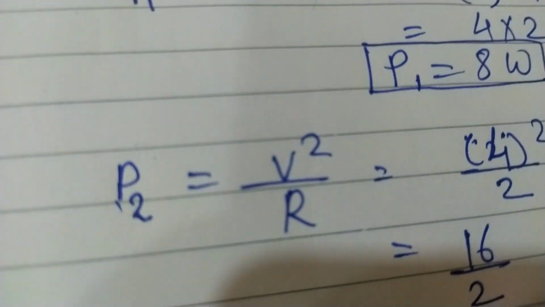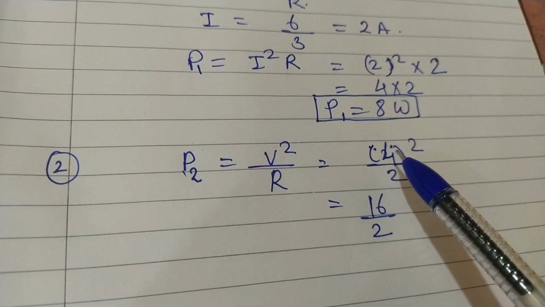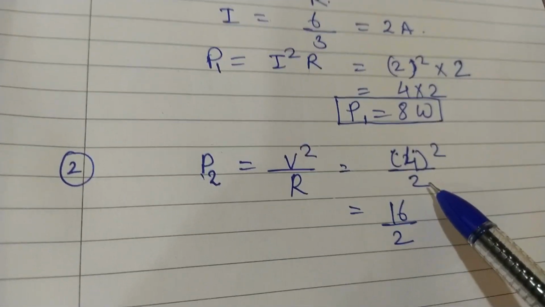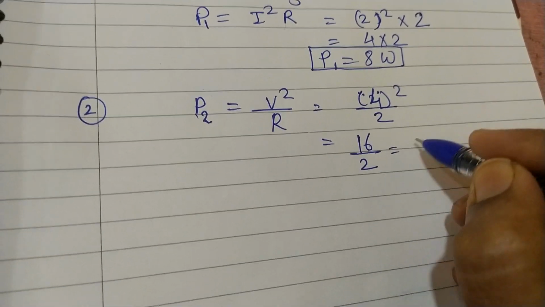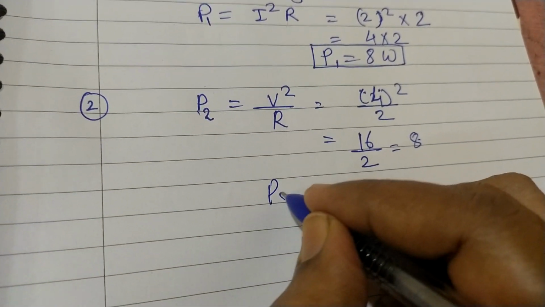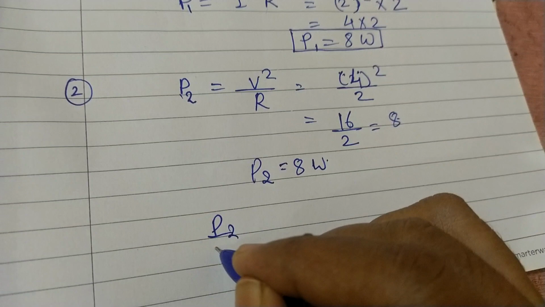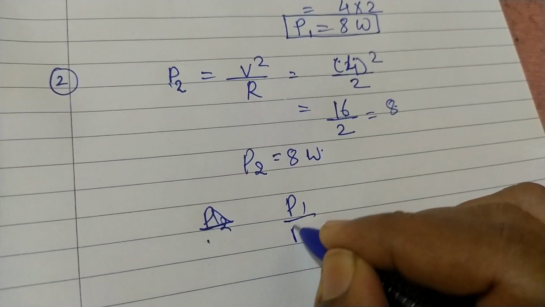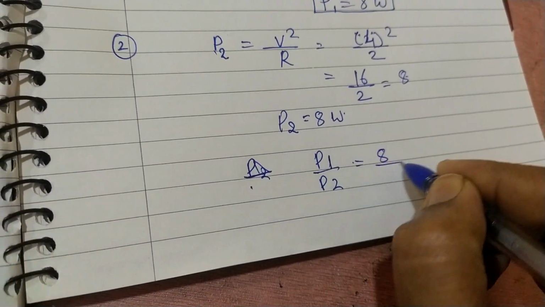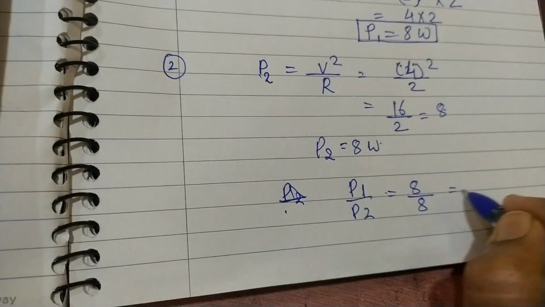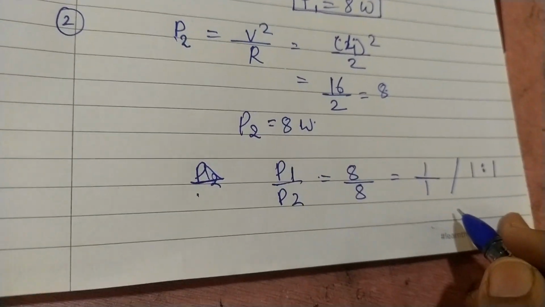So we will put down the values. What is the value of voltage? It is 4, V square. So 4 square divided by, through which resistor we need to find out? 2 ohm. 16 divided by 2, which becomes 8. So what is the value of P2? 8 watt. Now we have to compare P1 upon P2, which is equal to 8 divided by 8. So the answer becomes 1:1. Or you can also write that 1:1. Okay?